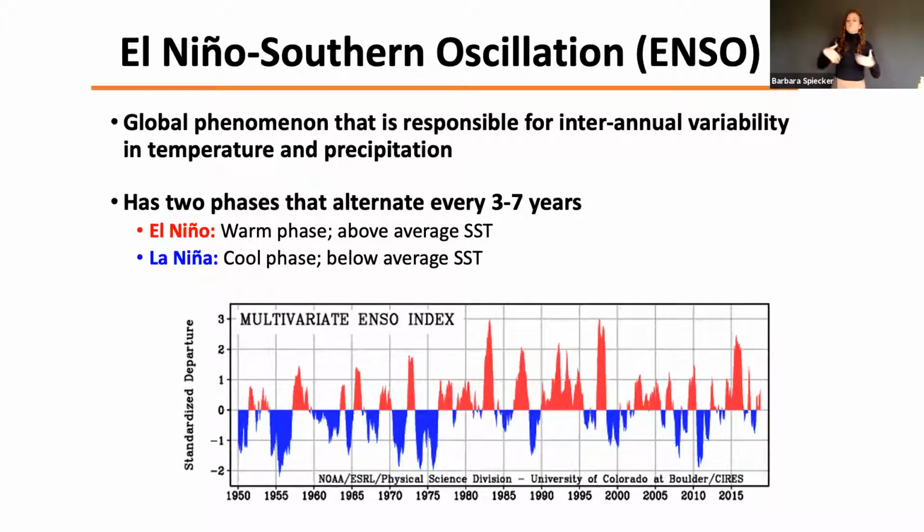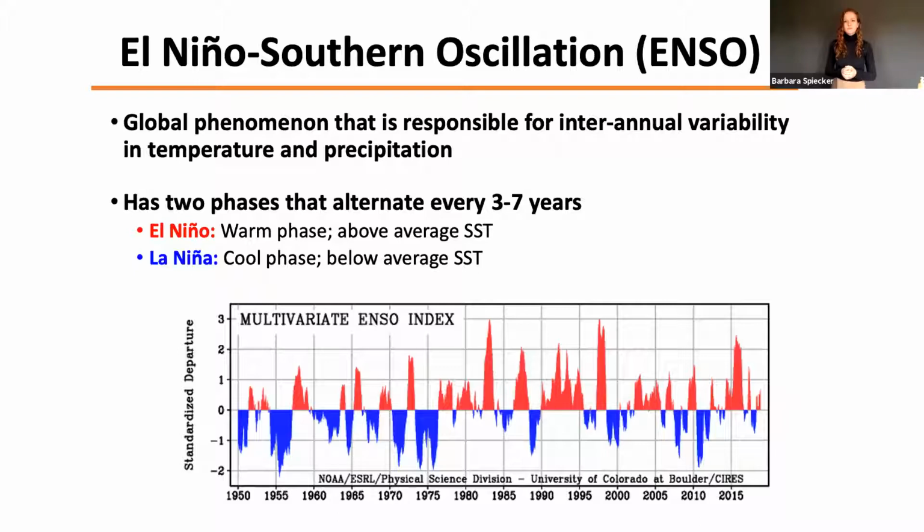also known as ENSO, the El Nino Southern Oscillation, is one of the major climate patterns that governs the dynamics of macroalgae populations. The ENSO cycle causes variability in temperature and precipitation, which can have cascading effects then on coastal communities. ENSO has two phases that alternate every 3 to 7 years.